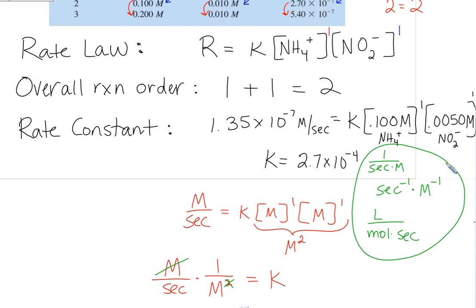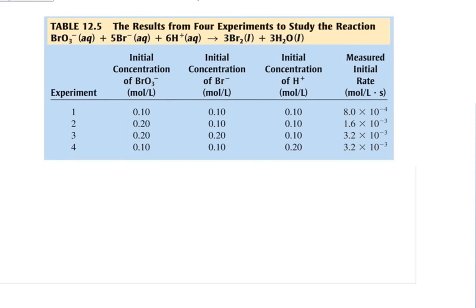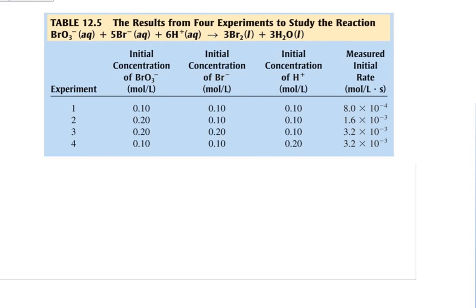Let's try one more. The second one. Let's do all the same things. We'll get the rate law. We'll get the order of all three reactants, the overall reaction order, the constant. We'll put units on the constant. The whole shebang. This is a reaction with three reactants. Ooh, tricky. Oh, it's not going to make this any more difficult. We're going to attack it the same way.